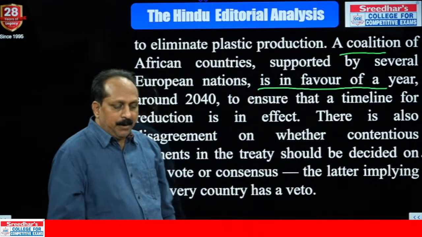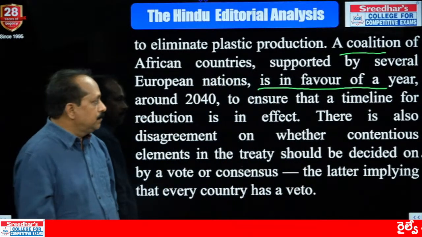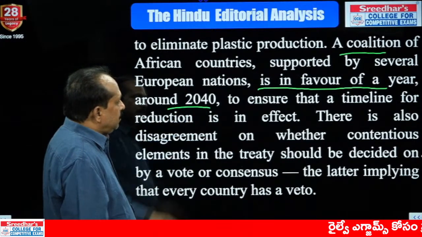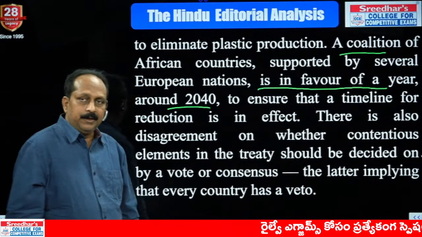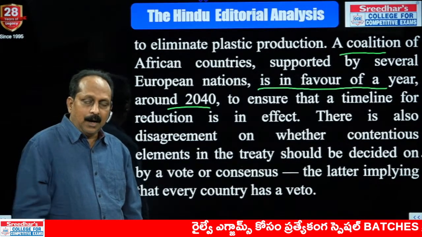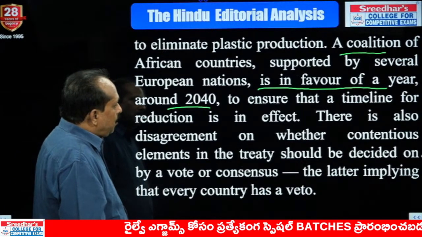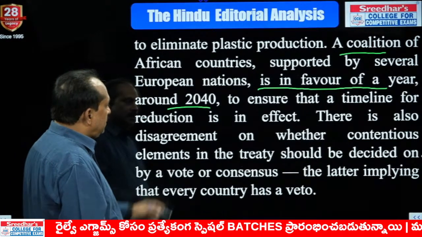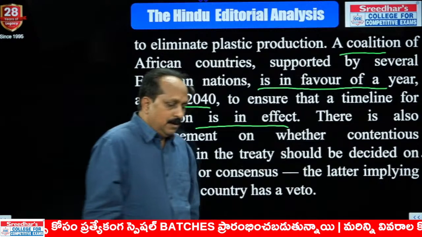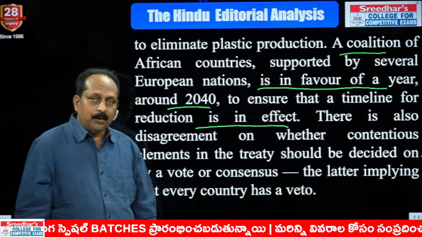2024 is the deadline. Perhaps they want to extend for one more year. Around 2040, that is a deadline to make sure everything is streamlined and the targets are met. To ensure that a timeline for reduction is in effect. Is in effect, that is also important.